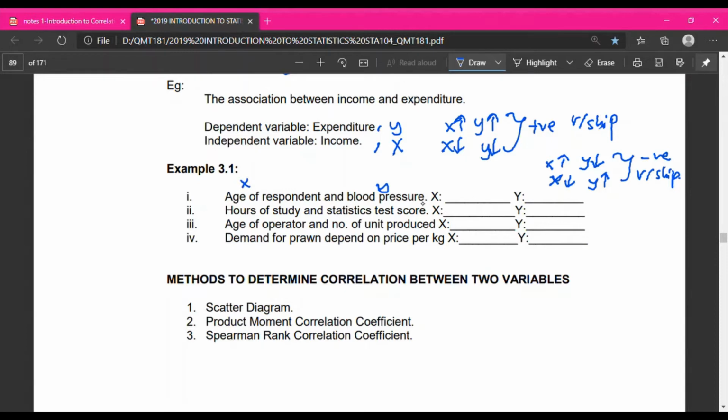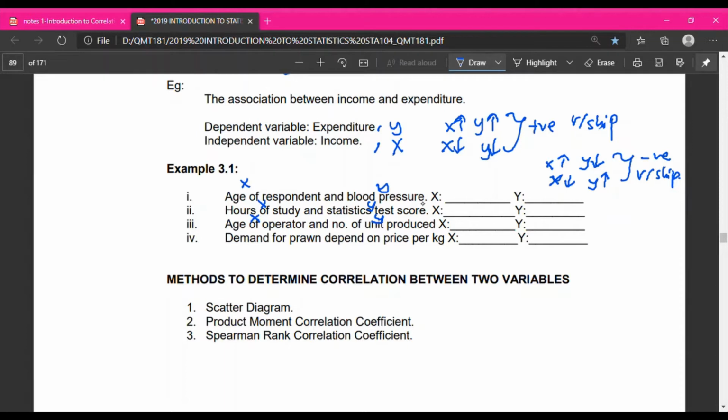Yang kedua, hours of study and the test score. Okay, which one depend on which? Okay, seems that the test score will depend on the hours of study. So test score will be Y. Hour of study will be X. Next one, age of operator and number of unit produced. So which one is depend on which variable? Adakah age of operator depend on the number of unit produced ataupun number of unit produced depend on age of operator? Of course, this is Y, this is X.